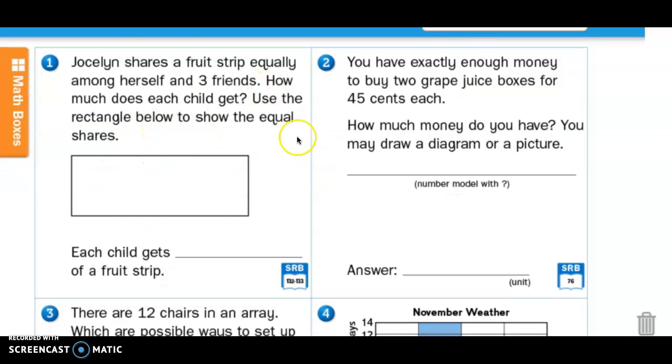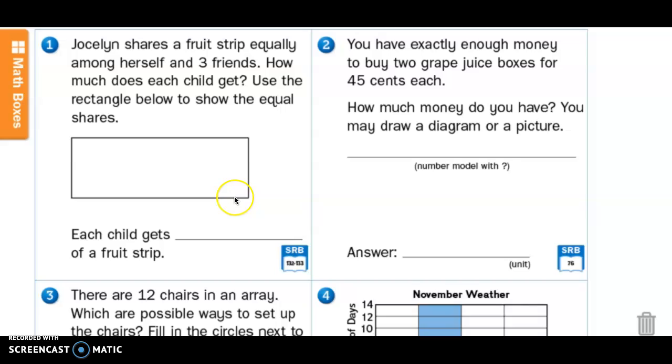So here's the fruit strip. Jocelyn gets a piece and 3 friends get a piece. Split that up how they'd get it, and then how much does each child get of that fruit strip?